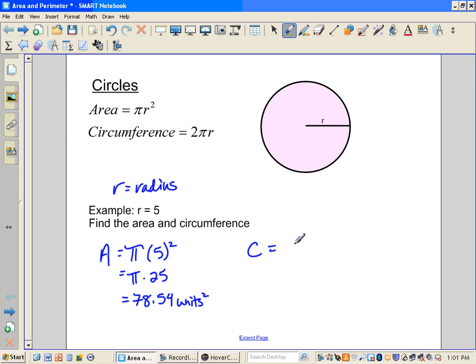The circumference is going to be 2 times pi times the radius, in this case 5. Well, we know that 2 times 5 is 10 times pi, and again, when you put this in your calculator, I want you to use the pi symbol, which is second and then the button underneath the clear button, so that it's more accurate. This should be 31.42 units. Not square, because this is just the distance around the outside, not the area inside. So hopefully you've seen these before and used them before, just make sure you're careful.